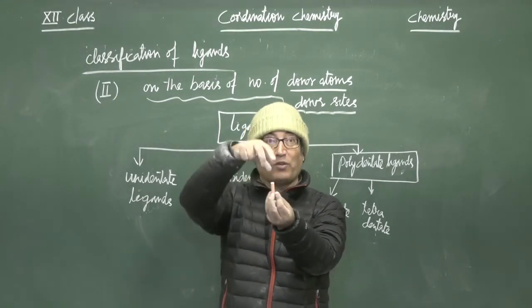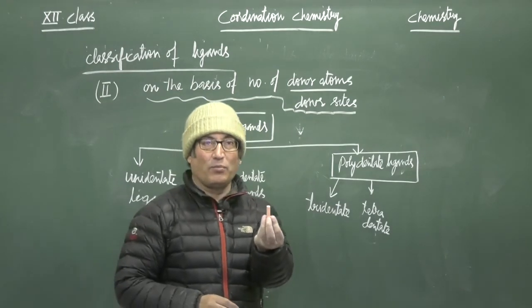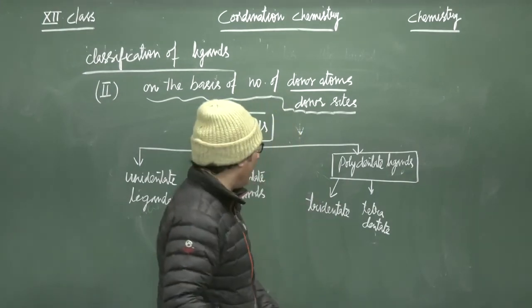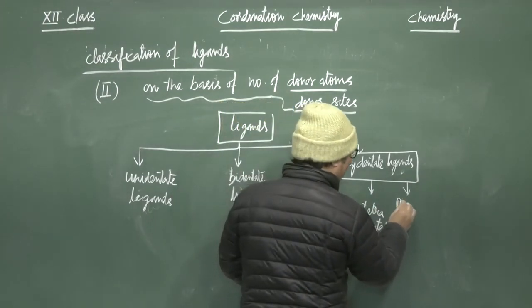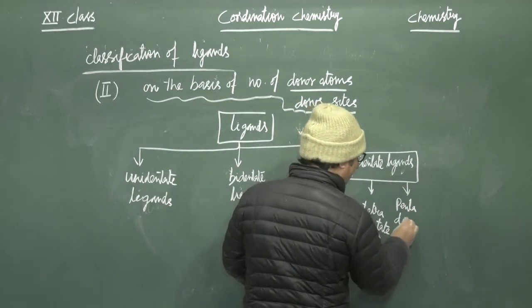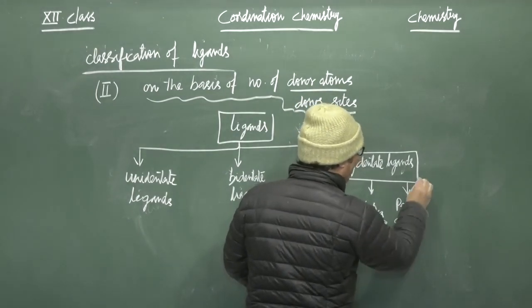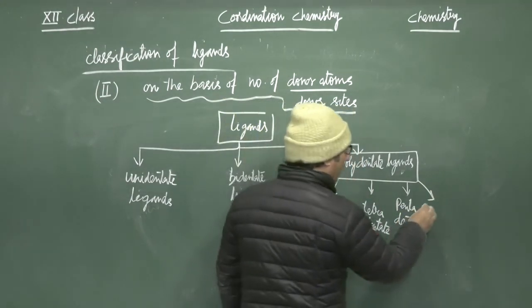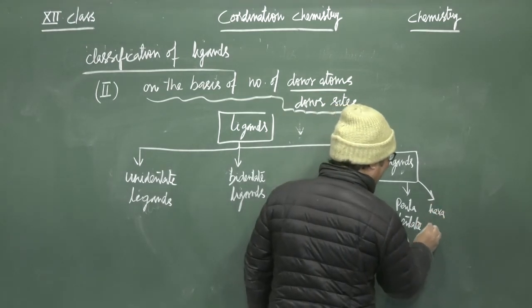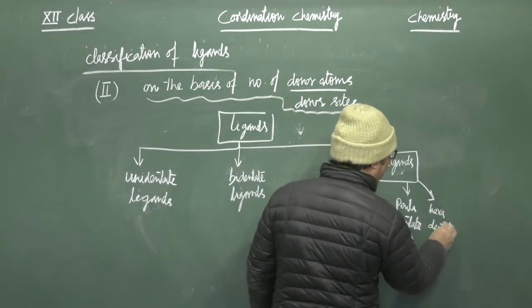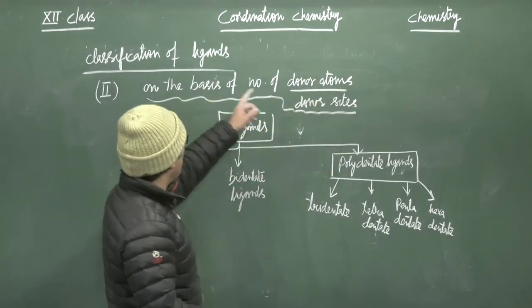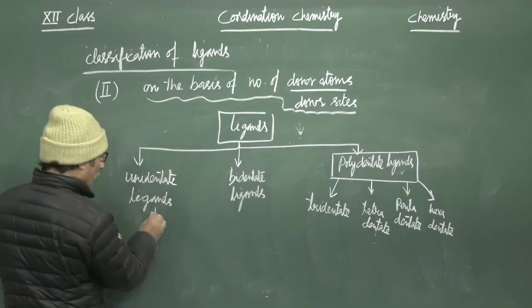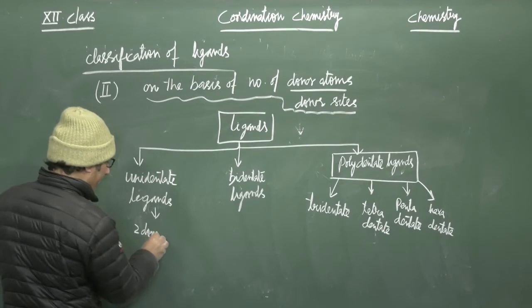So it will be quite an effective grip on the central metal ion if the ligand has more than, say, one donor atom: bidentate, then tridentate, then pentadentate. The maximum number of sites that a ligand has is six. So you have hexadentate ligand. So on the basis of number of donor atoms, the monodentate or unidentate has one donor site.